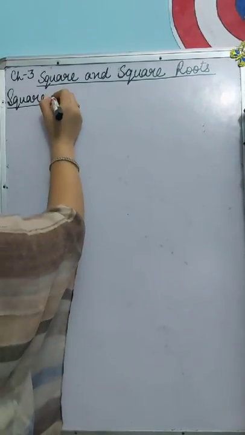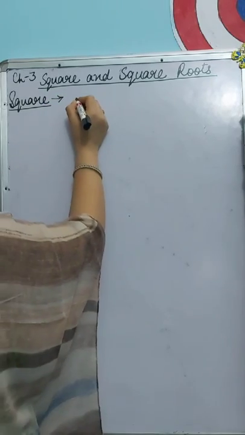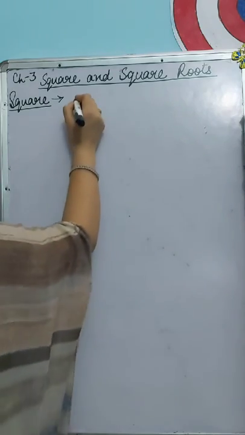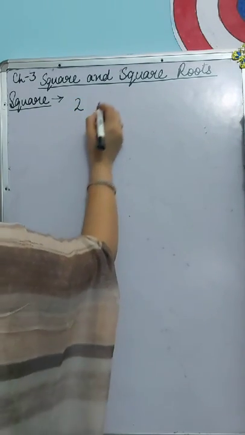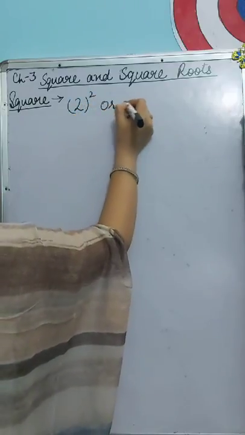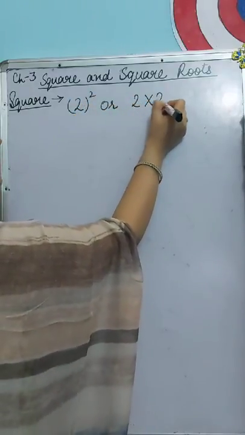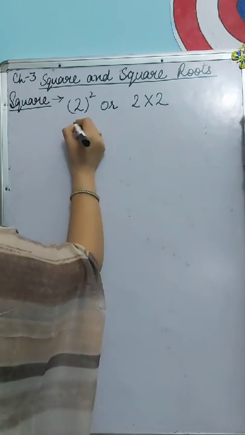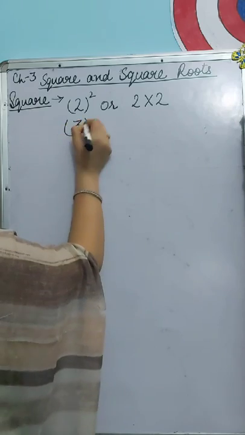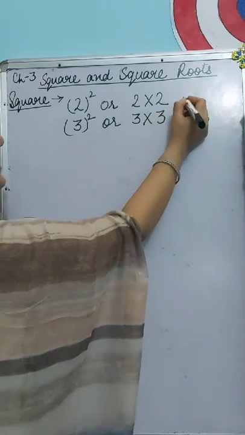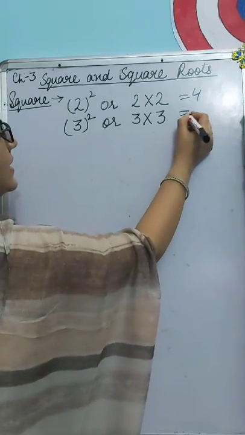So what is the meaning of square? When a number is multiplied by itself two times, it is known as a square of a number. Suppose we are talking about the number 2. The square of 2 will be 2 raised to the power 2, or we can write it as 2 multiplied by 2. So, a number multiplied by itself two times. Again I am taking another example, 3 square, or you can write it as 3 multiplied by 3, and the answers will be 4 and 9.